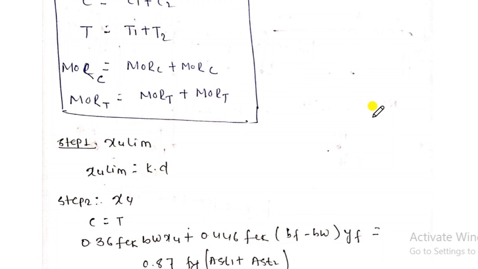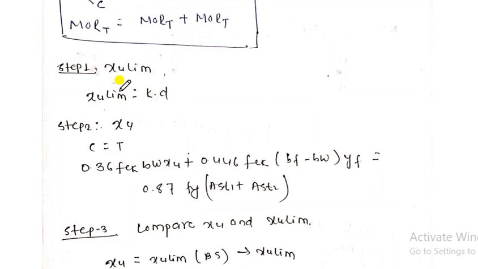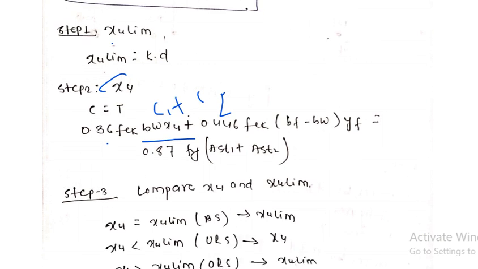So let's calculate XU, and I hope you know how to calculate XU. It means XU limit, the depth of neutral axis, where C is equal to T. We know that from C1 plus C2, similarly T1 plus T2. Similarly, we need to compare XU and XU limit.